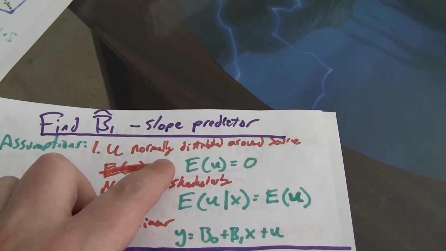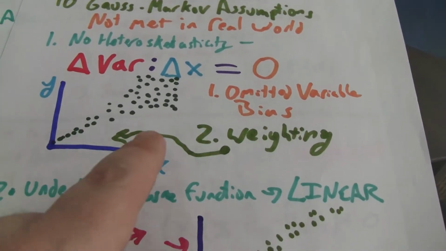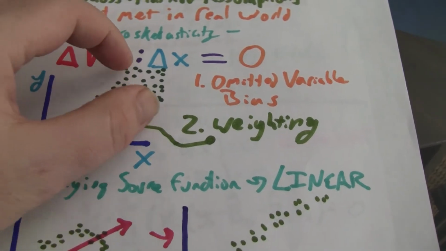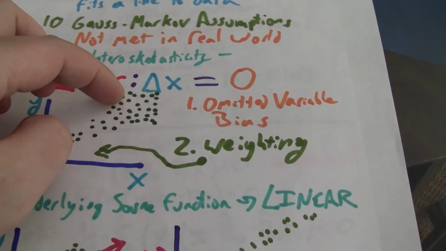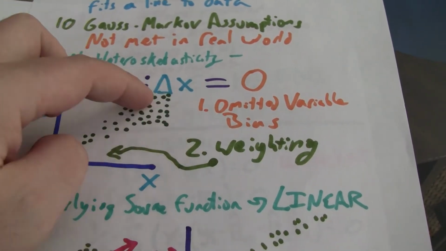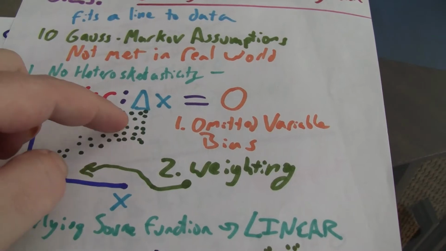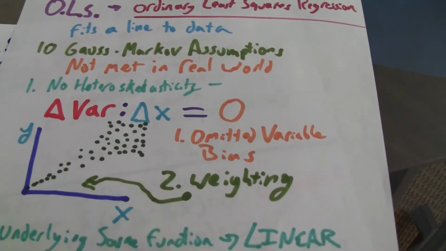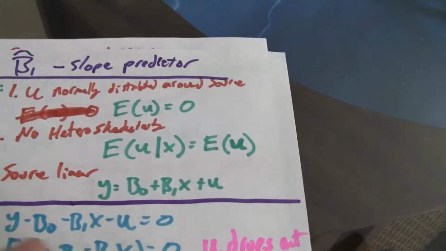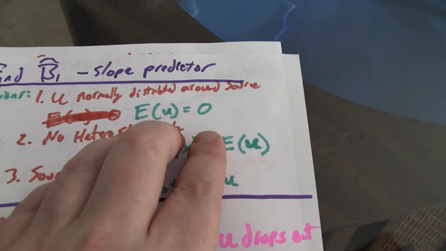u has to be normally distributed around the source, right? So if there's some line going through this, the error term is going to be in the middle of this, and the error is going to be the same on either side of the line. Like the amount that the dots go up from the line is equal to the amount that the dots go down from the line. So our expected value of u is 0 because it goes up as much as it goes down.